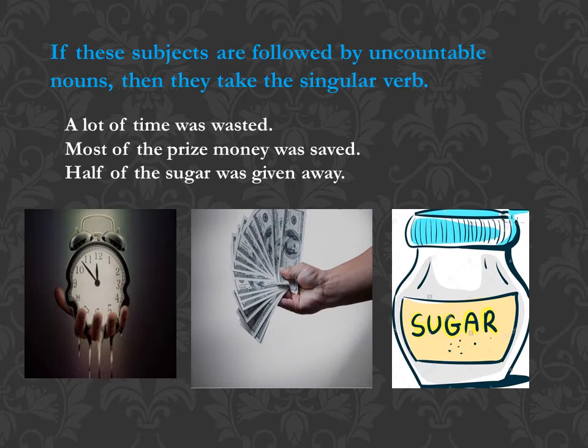Half of the sugar was given away. Here the word sugar is an uncountable noun, so it will take the singular verb was.